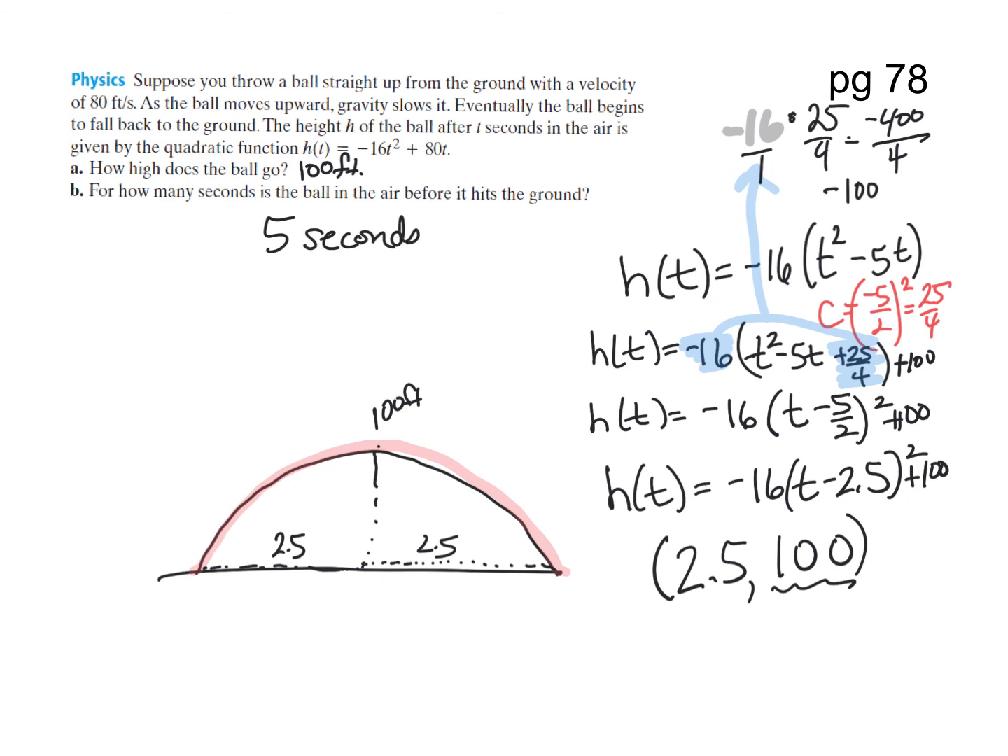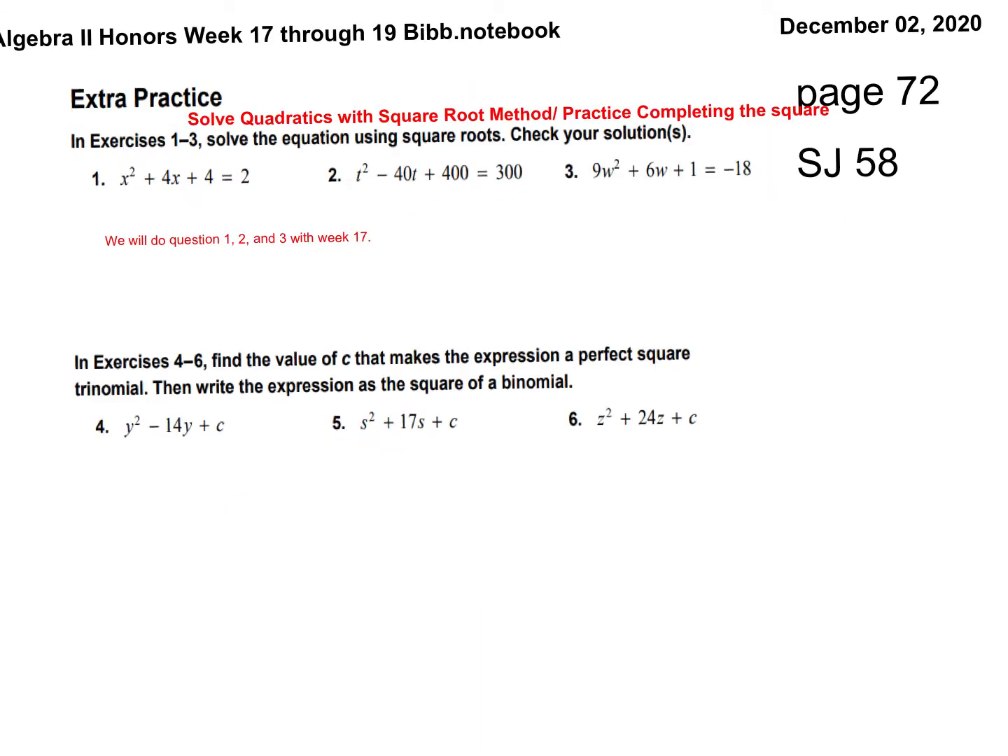Moving on to the next example. And we're finished with all those, yay. When we did Student Journal page 58, which was page 72 in our notebook, I did say that we would do 1, 2, and 3 with week 17. So here it is. I know it's the last part of this video, and who knows how long this video is because I can't see the total time. I do want to mention that I made a mistake in the original video with number 4.